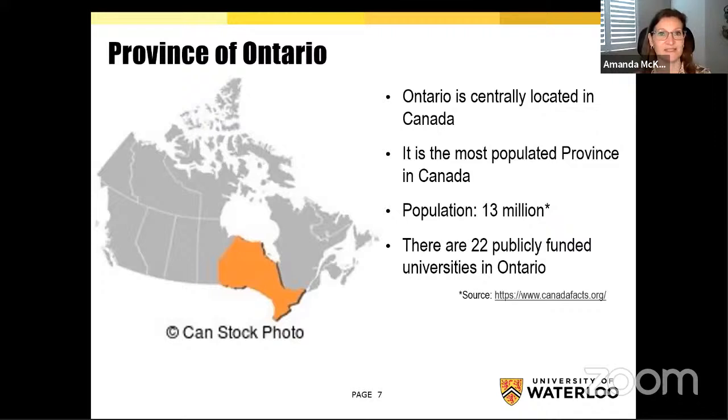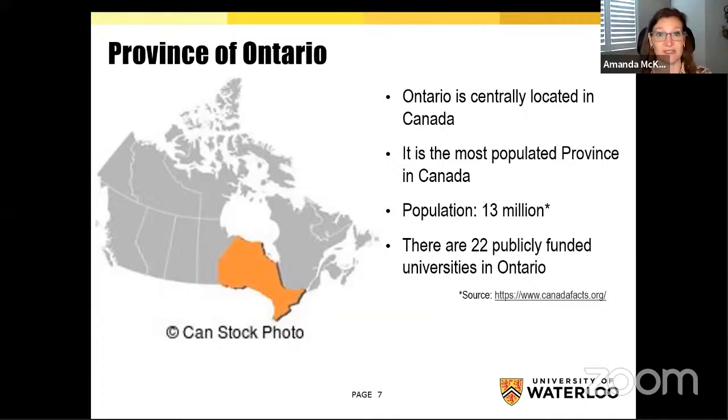So let's focus now that we talked a little bit about Canada nationally and how things operate. I'm going to describe how the rubber hits the road and how things really function, which is determined by each province. I'm going to speak specifically about my home province of Ontario, which is centrally located in Canada, the orange shape in the middle of the map here. It's also the most populated province in Canada. We have about 13 million people.